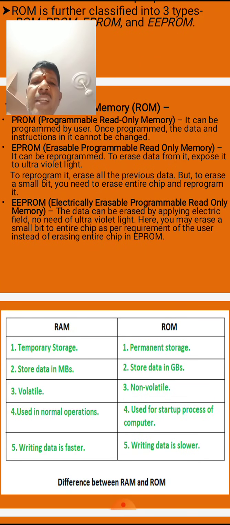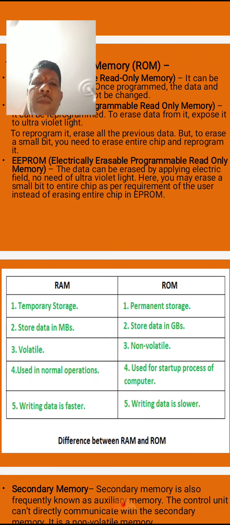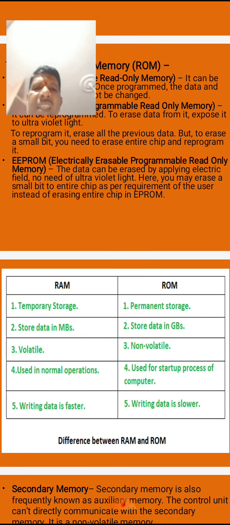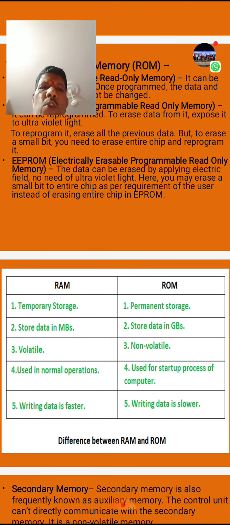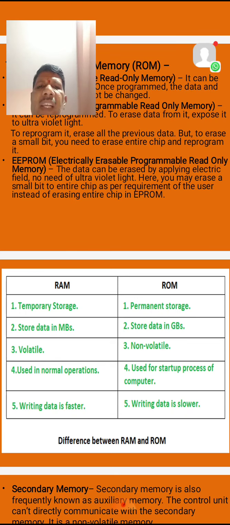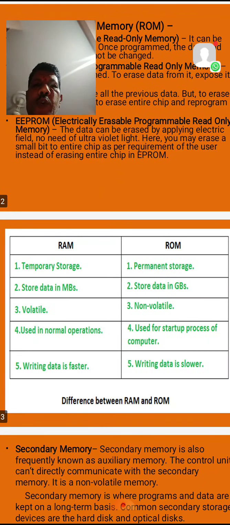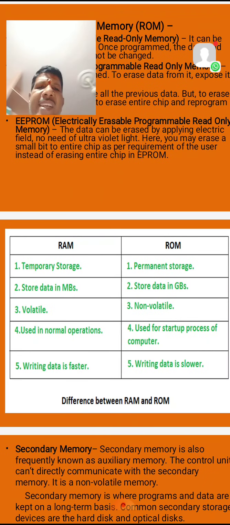The differences between RAM and ROM. RAM is random access memory, a temporary storage, whereas ROM is the permanent storage. RAM stores data in MBs, whereas ROM stores data in GBs. RAM is the volatile memory, ROM is the non-volatile memory. RAM is used in normal operations, whereas ROM is used for the startup process of the computer.